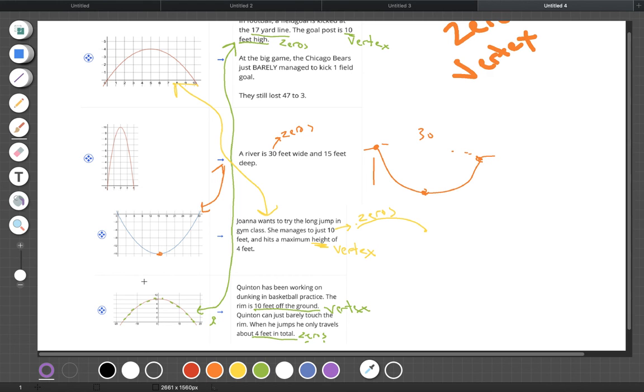So which one would that be? That would be this one here, because traveled 4 feet, 10 feet high. So see if you got those right.